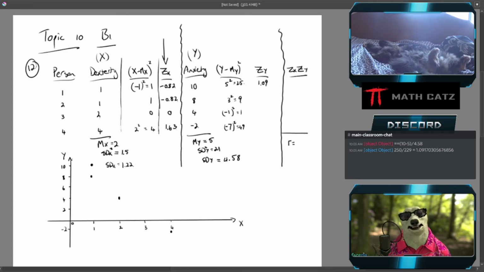Let's do the next one, where we have a raw score of 8 minus 5, the mean, divided by 4.58, and we get a 0.66, rounded to 2 decimal places. Now, again, like before, I'll give you a second to see if you can calculate the other two here. So pause the video if you need more time, it's totally fine. And let's see what we get.